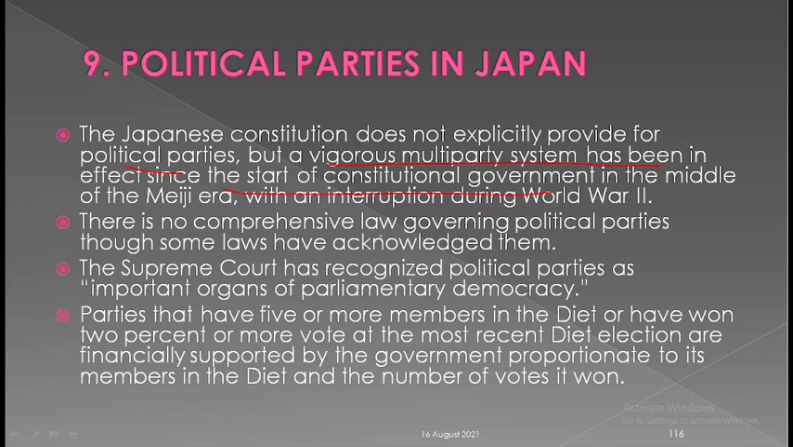There is no comprehensive law governing political parties. The Supreme Court has recognized political parties though.